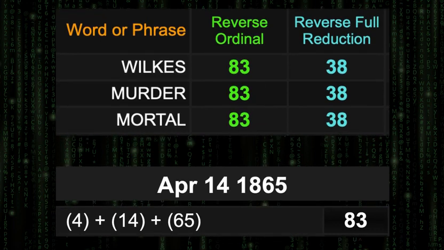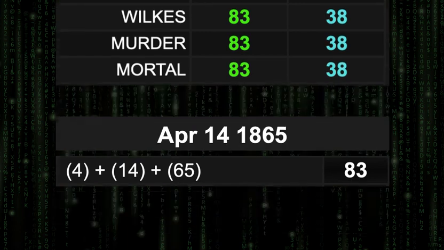He famously shot Abraham Lincoln at Ford's Theater on April 14th, 1865, a date written 4/14/65. 4 plus 14 plus 65 sums to 83. So the historical event in which he shot Abraham Lincoln was on a date with 83 numerology.